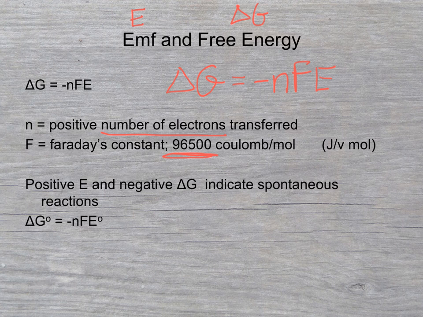A positive E and a negative delta G both indicate a spontaneous reaction. Remember, all along in the thermochemistry chapter we just got done doing, a negative delta G indicated spontaneous. So if you have a negative delta G in this problem and you have a positive E, it's still telling you that the reaction will go on its own. You can also take this into standard conditions, and by doing standard conditions, you get that zero in there. So delta G zero equals negative NFE zero. And so you're able to calculate spontaneity by looking at a different factor.